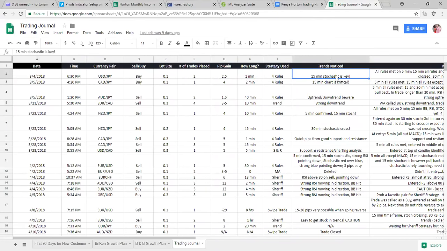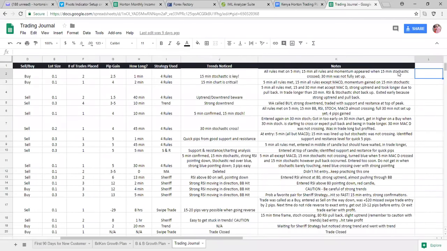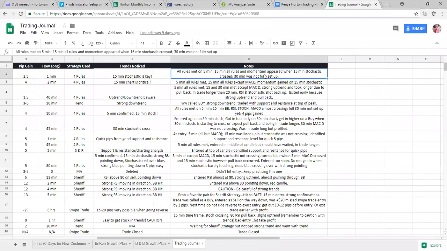What trends did you notice? When I say trends, for example, did you notice that the 15-minute chart is most important, that when the stochastic crosses, that's when your momentum starts? Or did you notice something about the Bollinger Bands? Did you notice that the Bollinger Band did not hit and you lost out on that trade, whatever? In the comments section over to the right is where you want to jot down everything that you're experiencing in that trade.